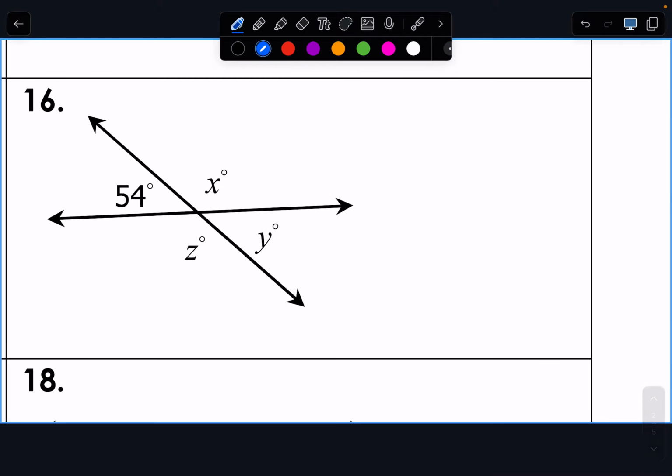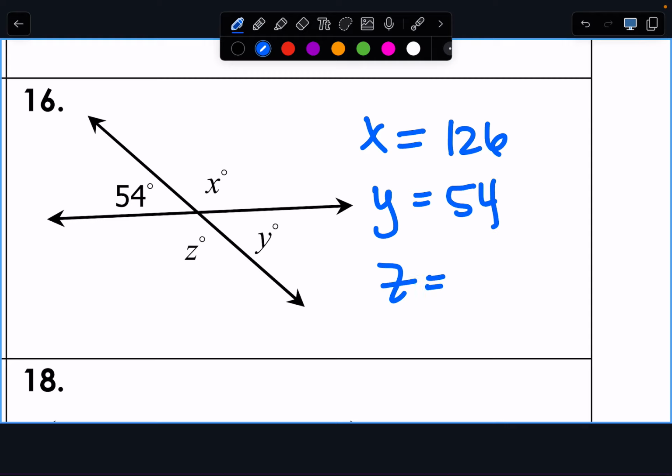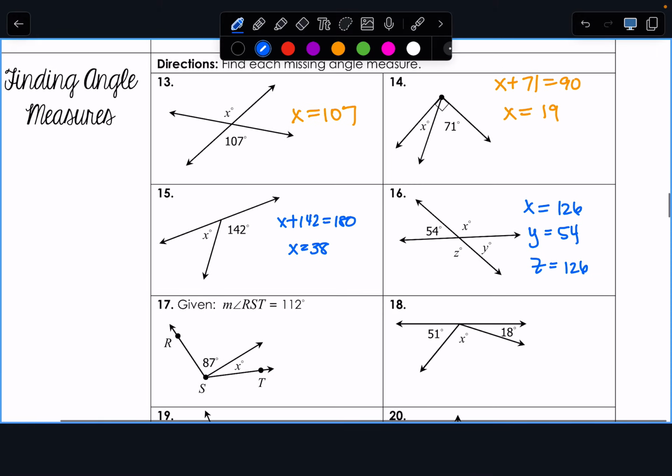Okay. Joey, what's X, Y, Z here? X is 126. Okay. And Y is 54. And Z? X and Z are 126. Okay, I'm sorry I missed you here. And Y is 54. Okay, thank you, Joey.